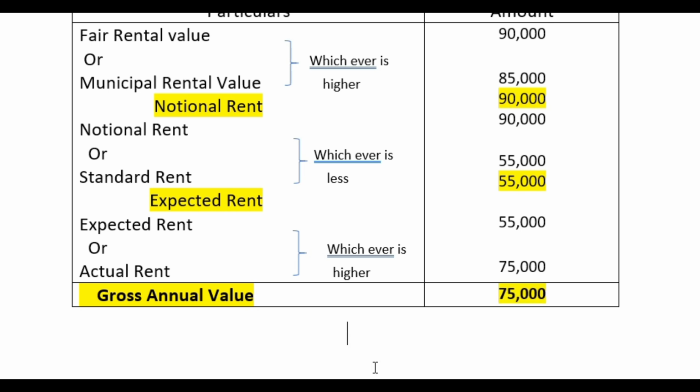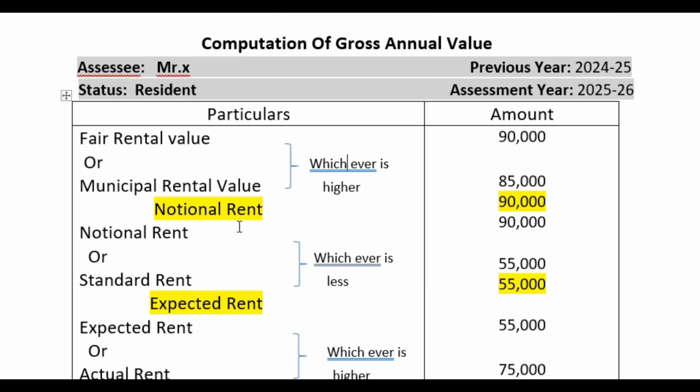I hope this sum is clear. See, to understand this sum better, just draw a format: computation of gross annual value, Mr. X. SSC, status, previous year and assessment year. SSC, as per the question, it is Mr. X and he is a resident. Then previous year is 24 to 25 and assessment year will be 25 to 26. Then draw the format: fair rental value or municipal rental value. Which amount is higher? That is known as notional rent. So here we had fair rental value as the higher, so we have taken fair rental value as the notional rent.